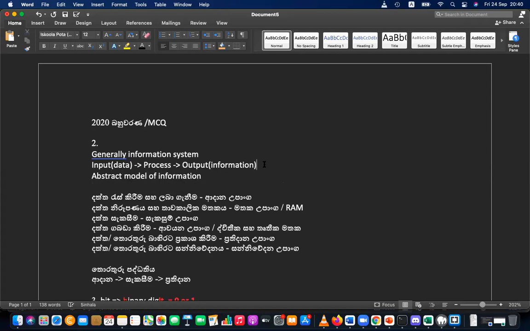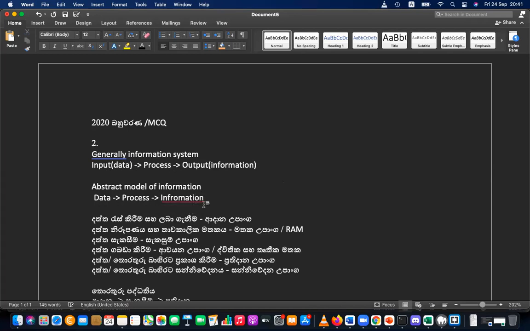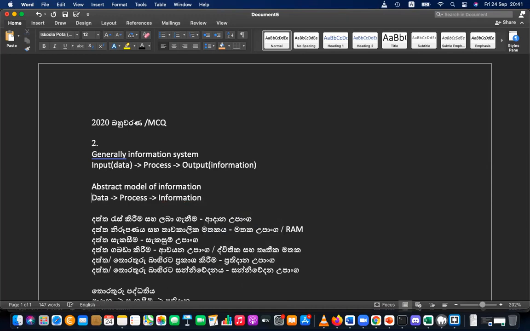An information system actually works according to the abstract model of information, which is: data are taken, data are processed, and then information is produced. That is called the abstract model of information. Actually, other than that, it has detailed tasks.